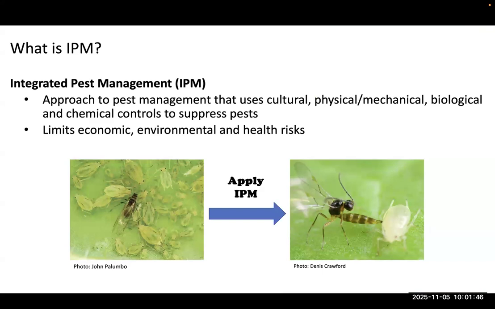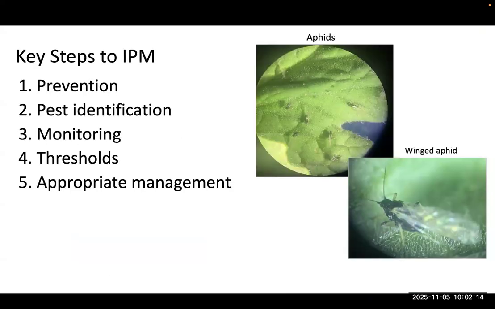So what is IPM? Simply put, it's an approach to pest management that uses cultural, physical, biological, and chemical tools to help suppress pests. And the goal of it is to limit economic and environmental health risks, right? An example of IPM: you have aphids in a greenhouse and you release some parasitoid wasps to help reduce those aphid populations down.